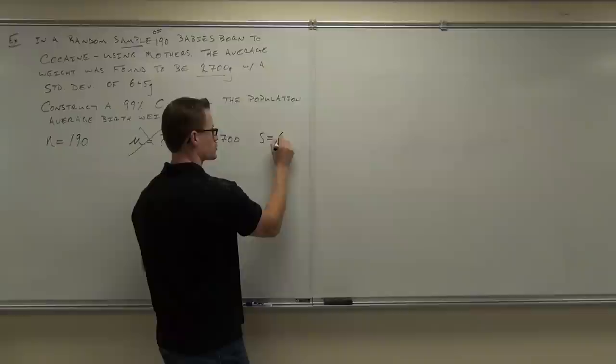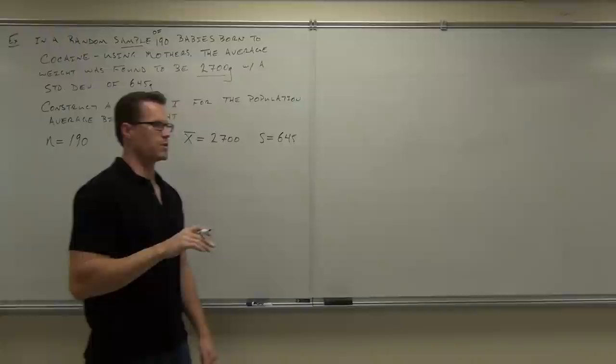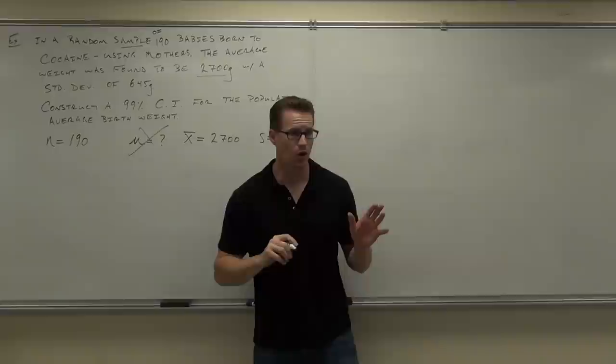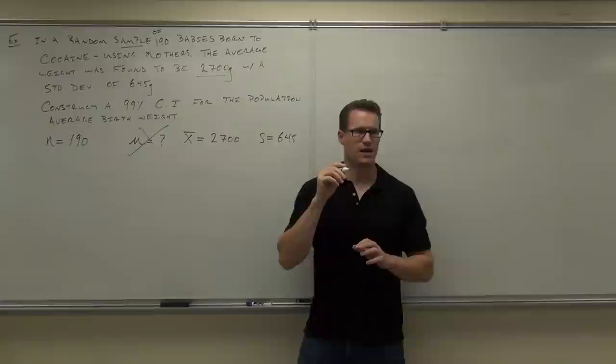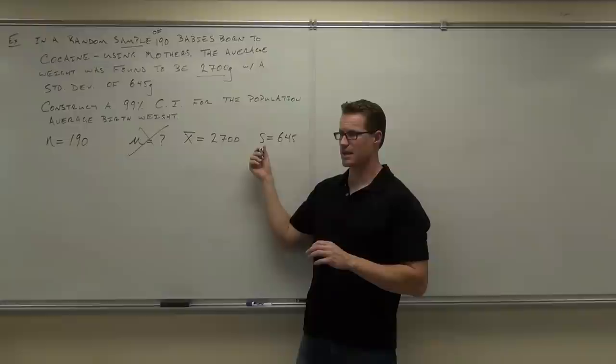Now is the time when you determine whether you're going to be using a Z-score or a T-score. And it's all based right here. It's not based on this, it's not based on this. It's based on what that letter is. If that's a sigma, what do you use? Z-score. Is that a sigma? No, it's an S. What do you use now? T-score. That's a determination.